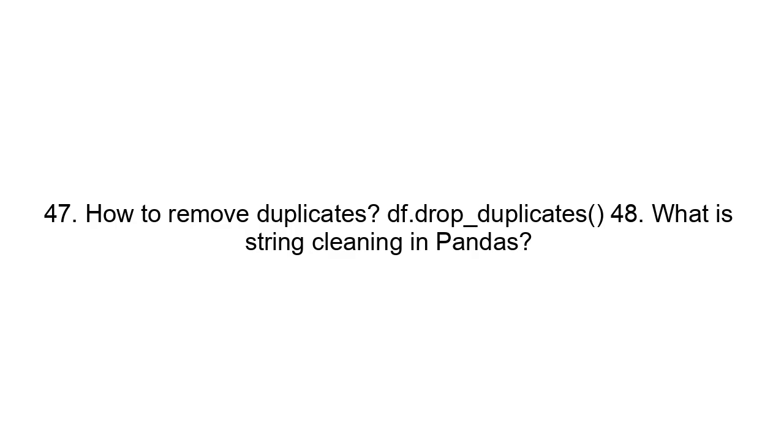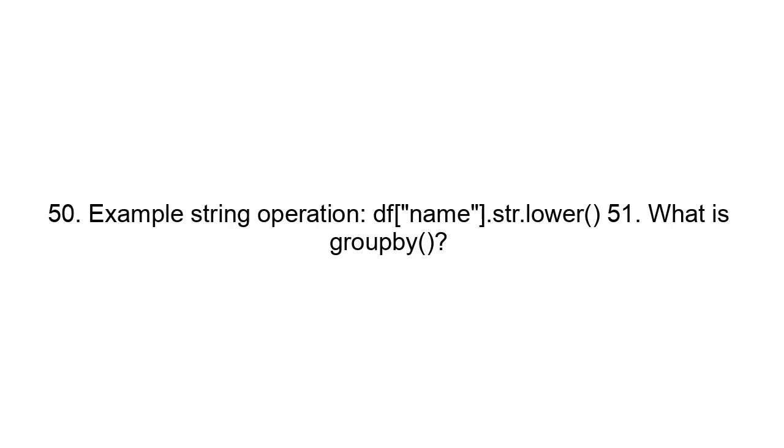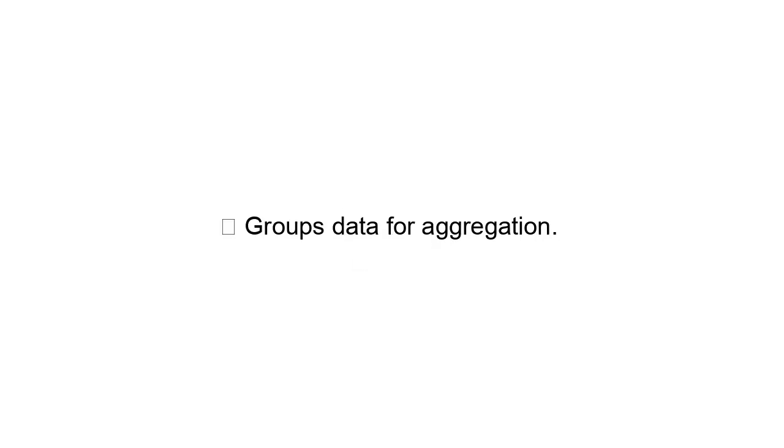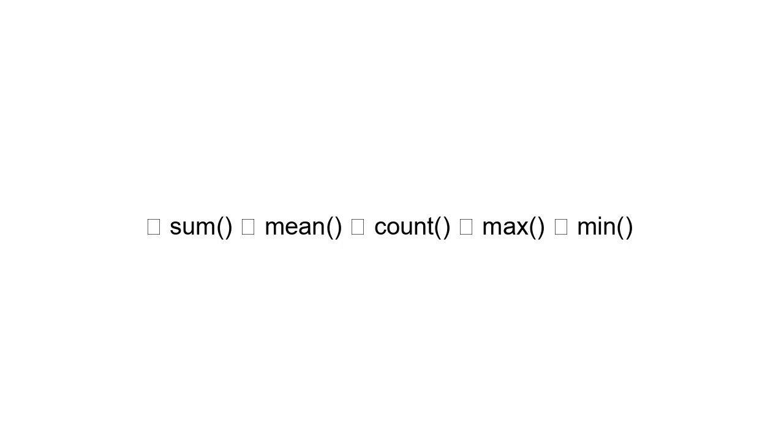47. How to remove duplicates. df.drop_duplicates. 48. What is string cleaning in Pandas? Cleaning text data. 49. Common string operations. lower, upper, strip, split. 50. Example, string operation. df['name'].str.lower. 51. What is groupby? Groups data for aggregation. Example. df.groupby('city').sum. 52. Common aggregation functions. sum, mean, count, max, min.